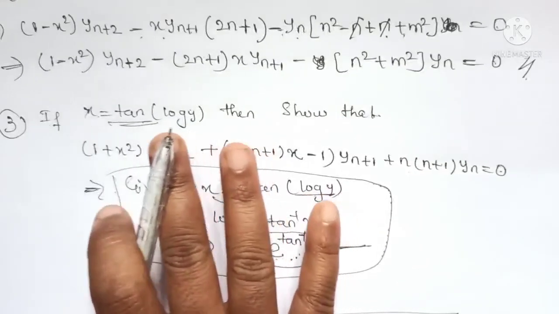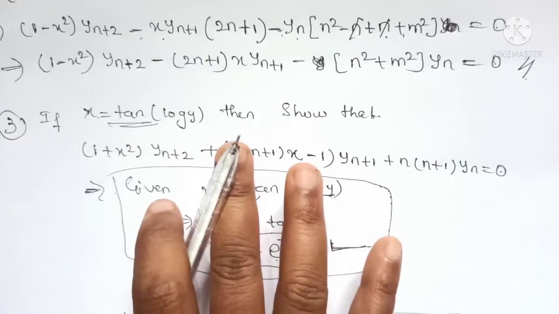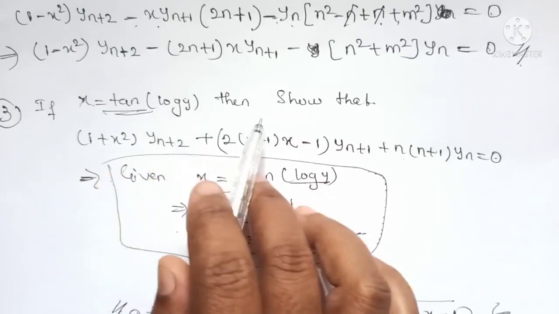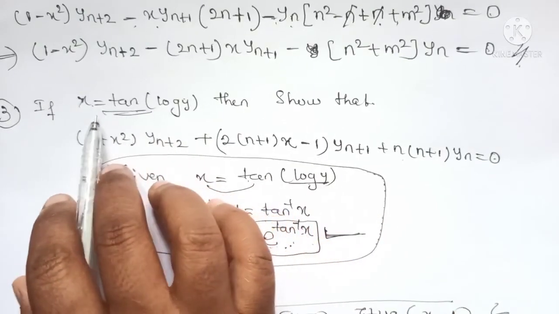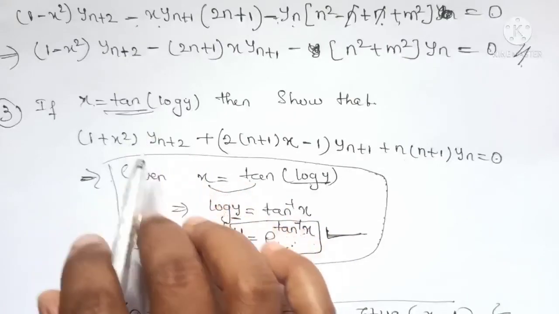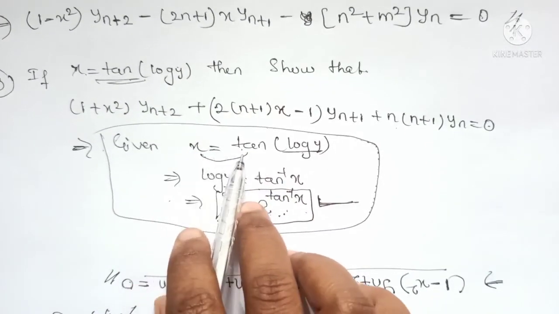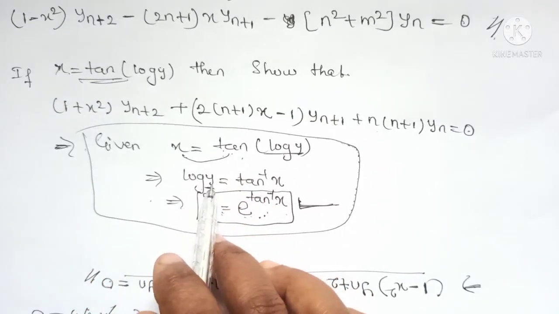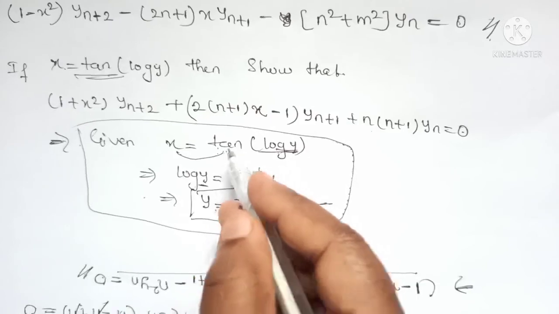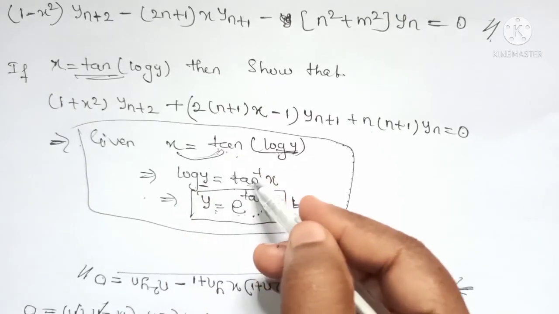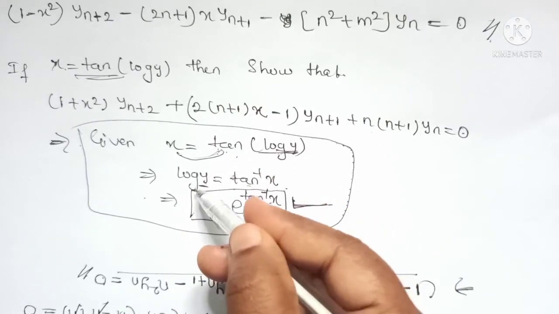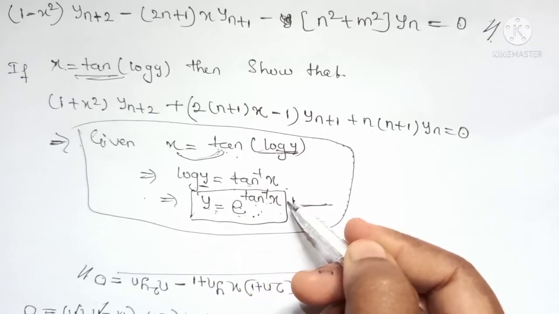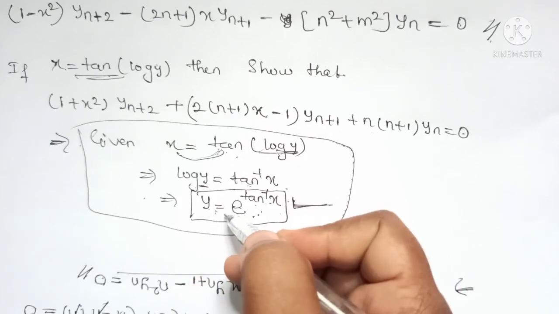Like this, you try this third problem by yourself. Here the given function is x equals tan of log y, then show that this one. Okay, so to get y, we consider the given function x equals tan of log y. Sending tan to this side, we get log y equals tan inverse of x. We require only y, therefore we take the anti-log on both sides, and we get y equals e raised to tan inverse of x. So then go on differentiating this function.